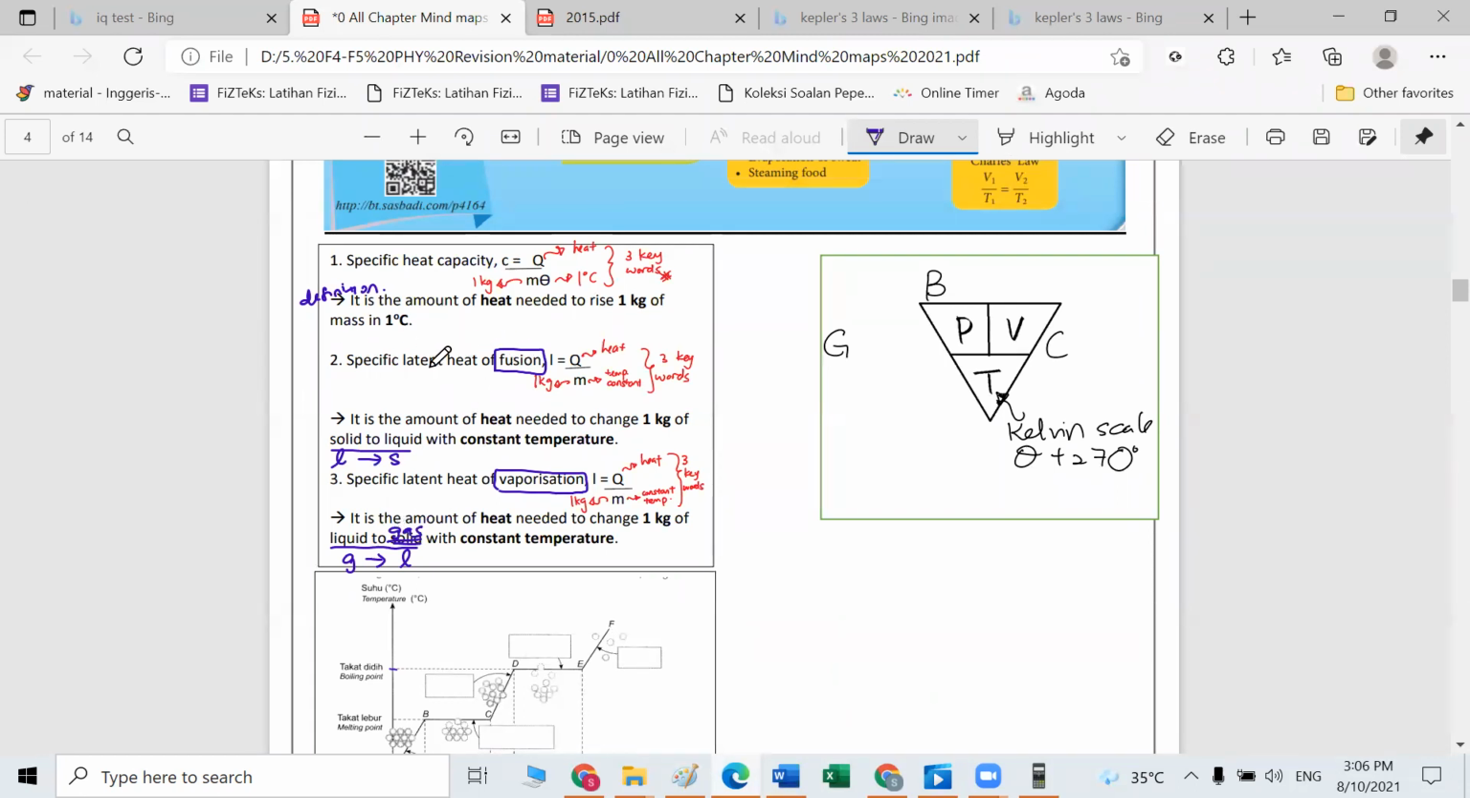Okay, the 3 keywords for latent heat. Since we say specific, it means we must have 1 kg. Specific means 1 kg. So heat, 1 kg, and temperature. We need to tell whether it is solid to liquid or liquid to solid, at constant temperature. So we must mention temperature too.